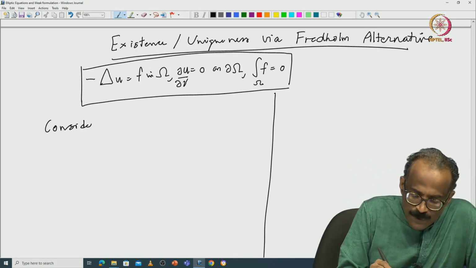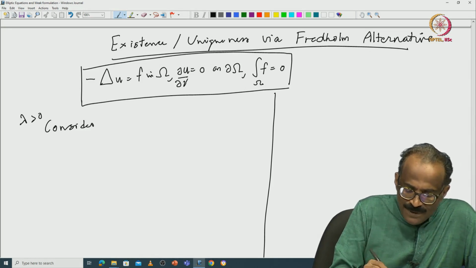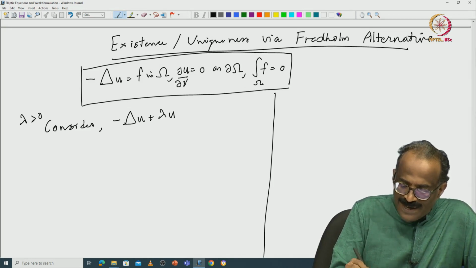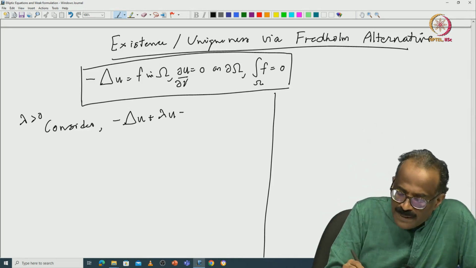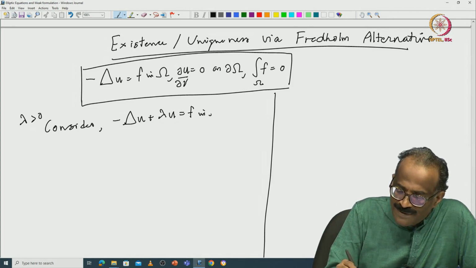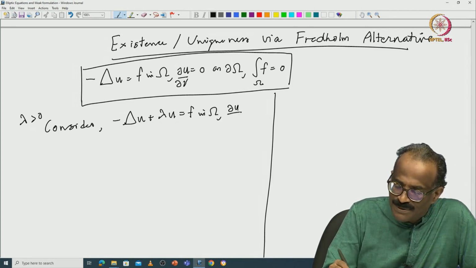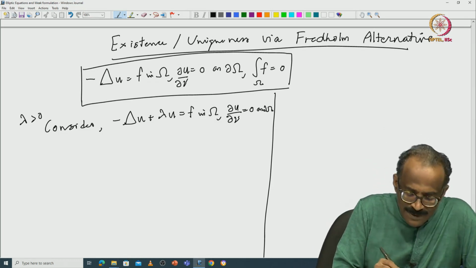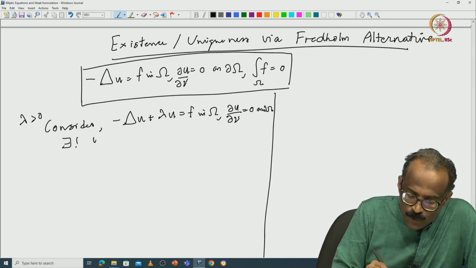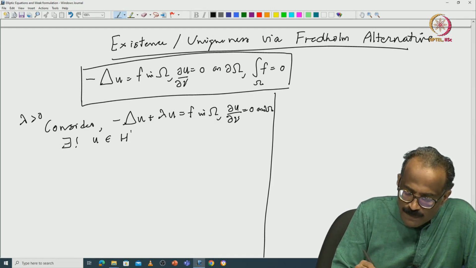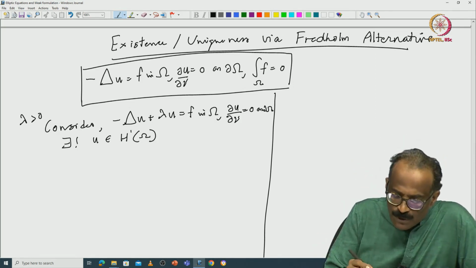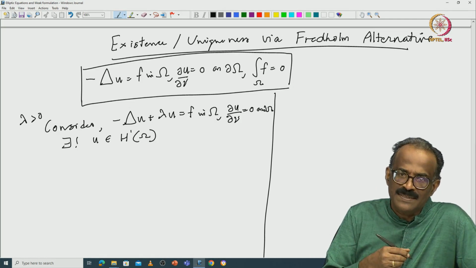Consider, for lambda positive, minus Laplacian of u plus lambda u equal to f in omega. The moment you add a zeroth order term, then it is not a problem, and there exists a unique solution. You have already seen it, and you do not need a condition right now. So there exists a unique u in H1 of omega. So that is not a problem. So you have a solution map, exactly as we have done in the previous situation.